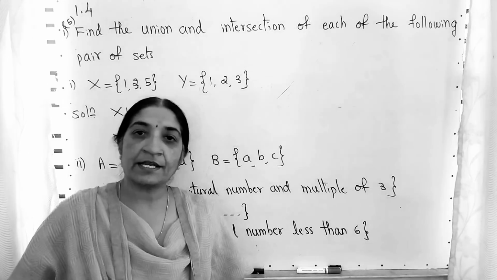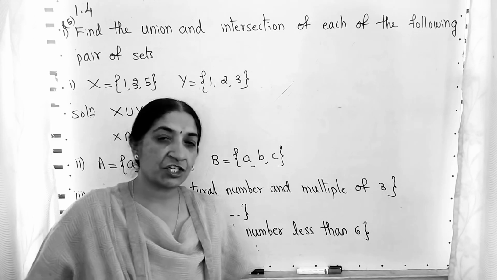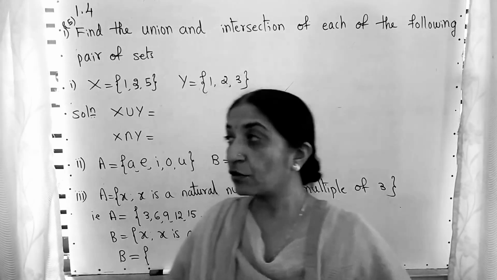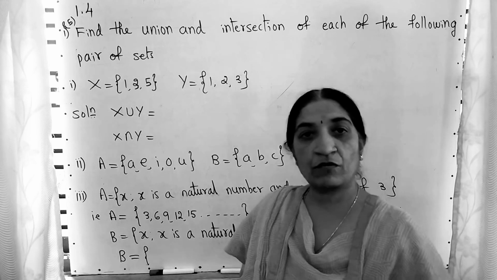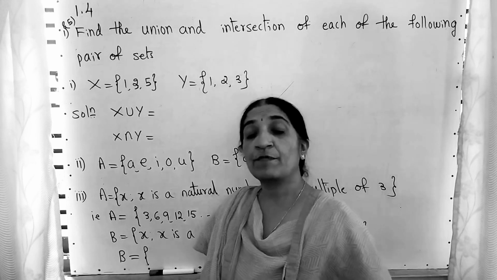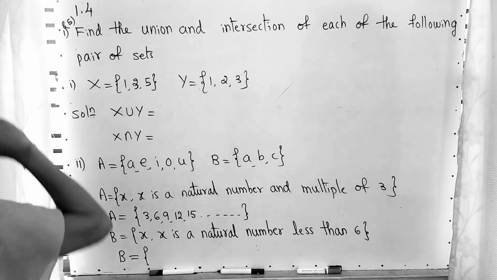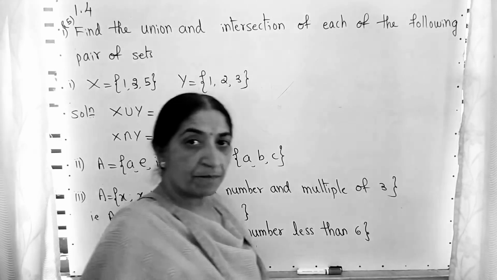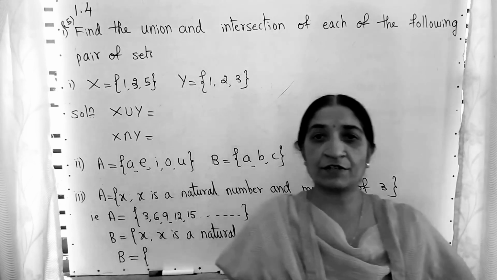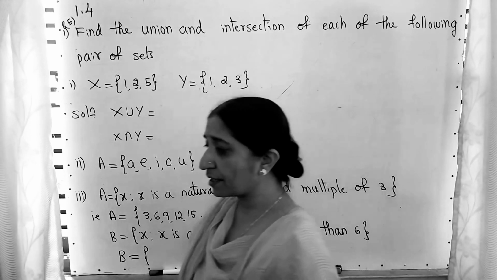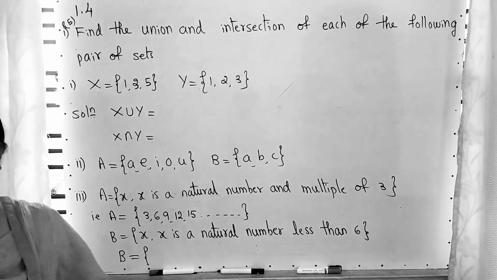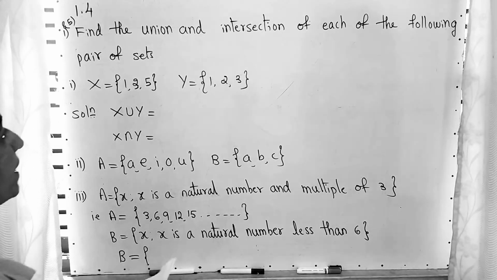In the last class I explained union, intersection and difference of sets. Now in today's class I will solve the exercise questions from the NCERT textbook, exercise 1.4. Here I am combining the first and fifth questions because with the same examples, in the first question they are asking the union and in the fifth they are asking the intersection. That's why I am combining both.